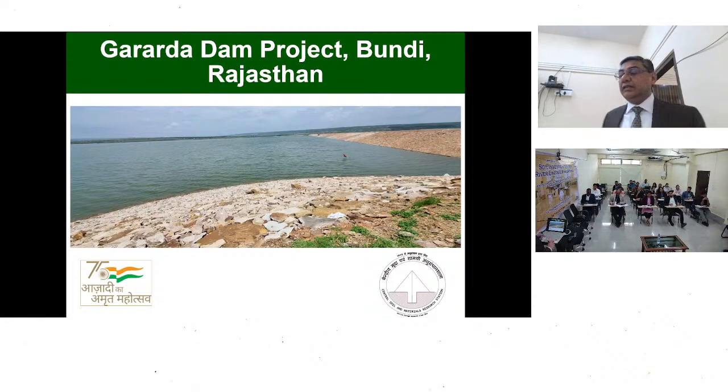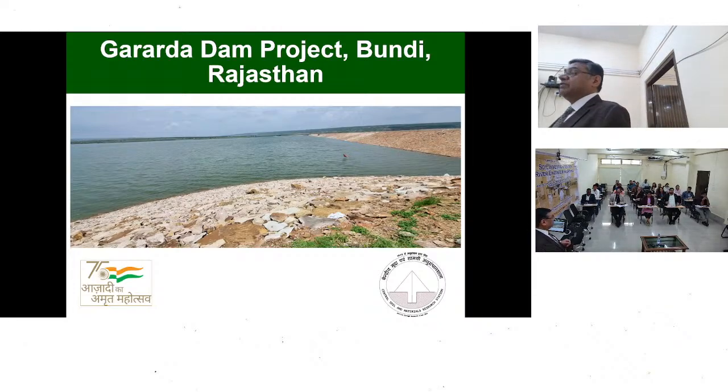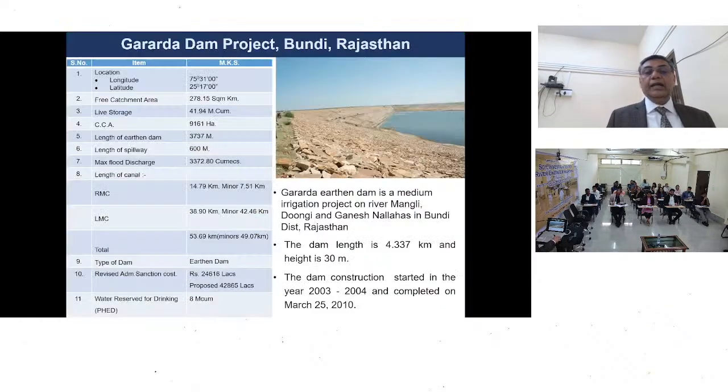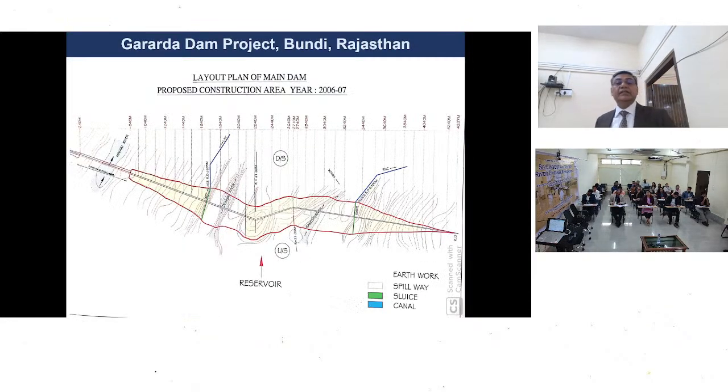Garada Dam, Bundi, Rajasthan. If you remember the slide we were talking about, the failures which have occurred in our country, the last one, even though there were many more, was the Garada Dam failure. It occurred on 15th August 2010. What is this dam basically? It's an earthen dam as such. There are three rivers which come and confluence, forming the main gorge portion here.